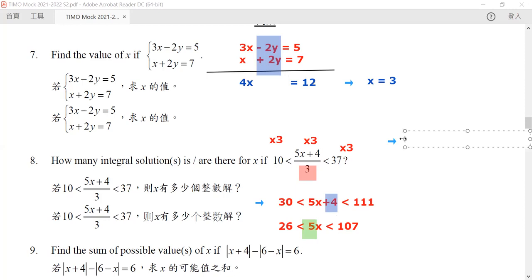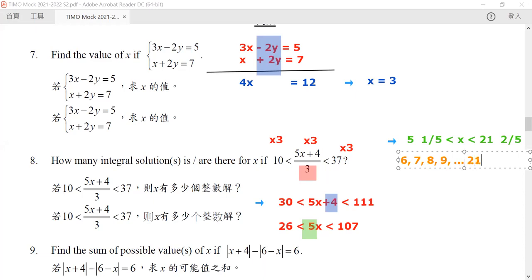So it will be 5 and 1/5, which is x is from 5 and 1/5 to 21 and 2/5. Okay, so in other words, x can only be 6, 7, 8, 9 up until 21.